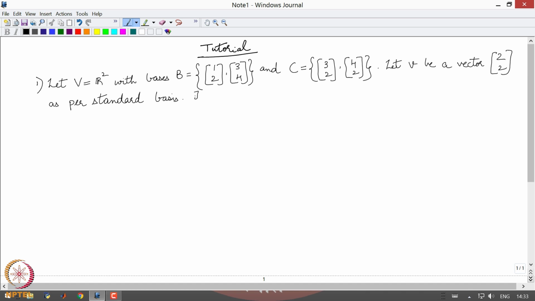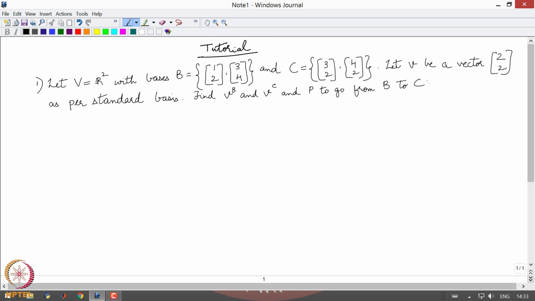So, we are asked to find v with respect to basis B and similarly v with respect to basis C, and also the change of basis matrix P to go from basis B to C.